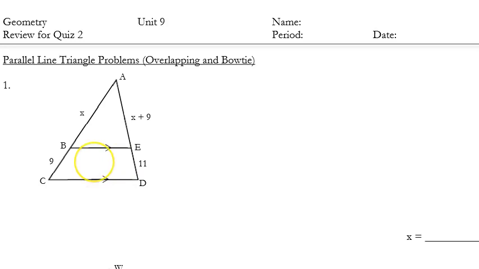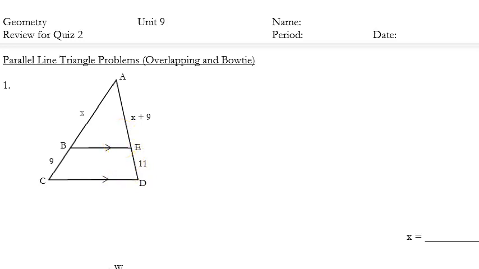ACD are similar by angle-angle similarity. Angle ABE is going to be congruent to angle ACD because they're corresponding angles of parallel lines, and then the same can be said about angle AEB and angle ADC, congruent angles because they are corresponding.